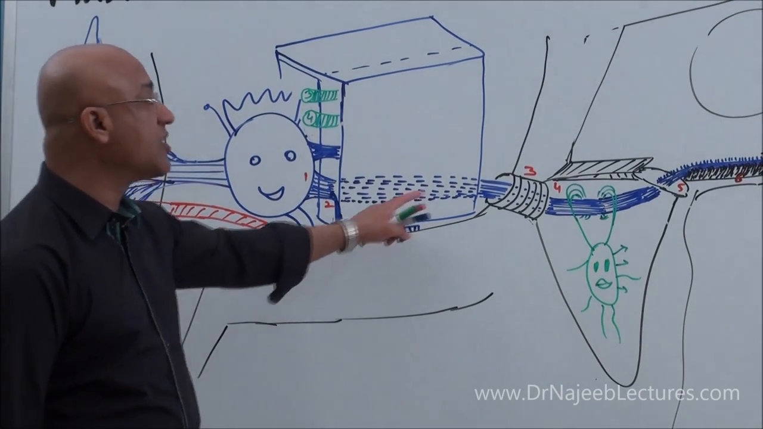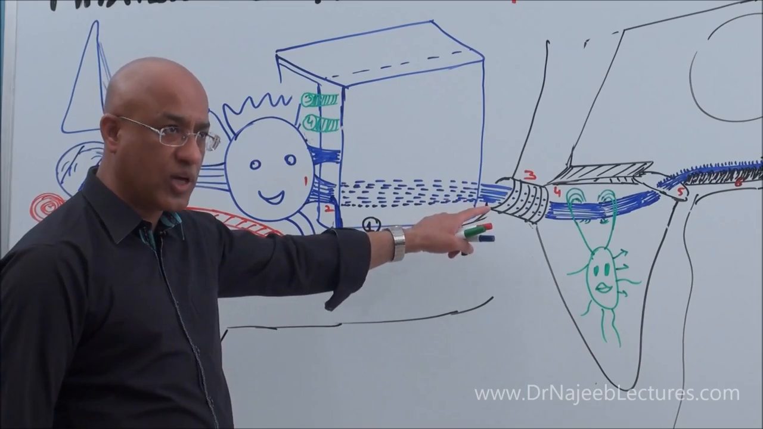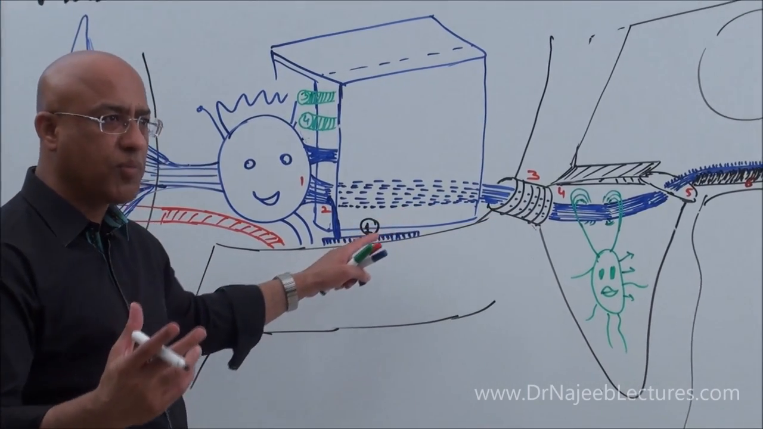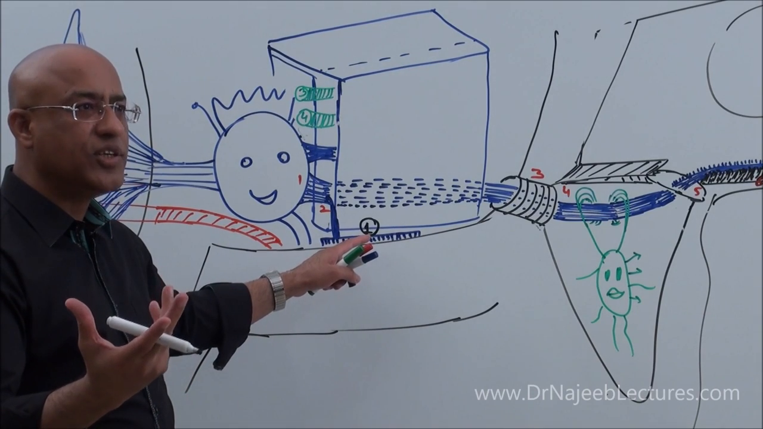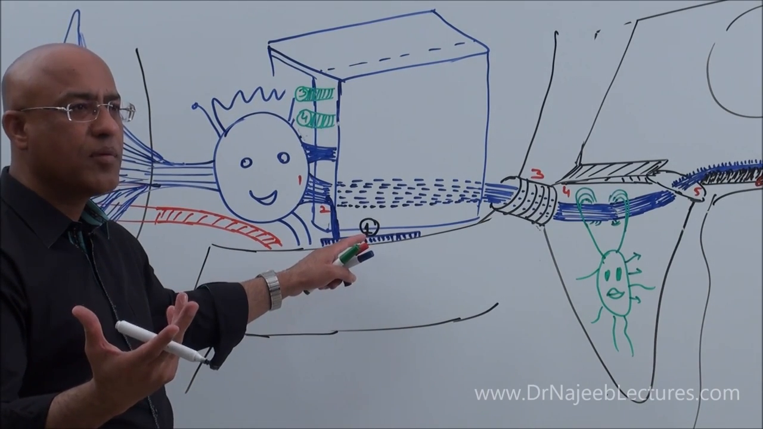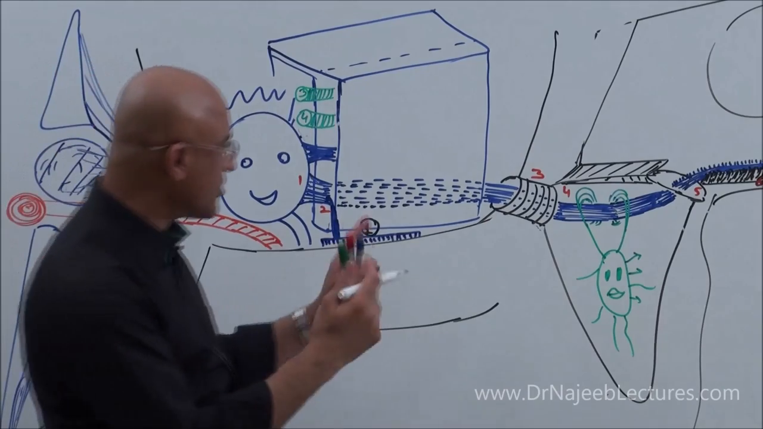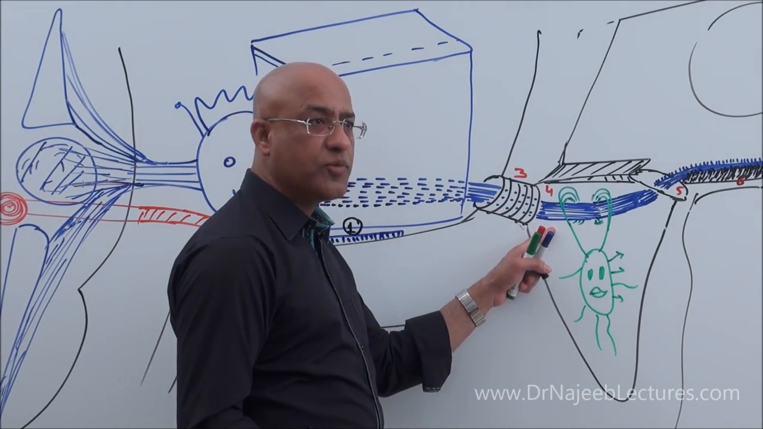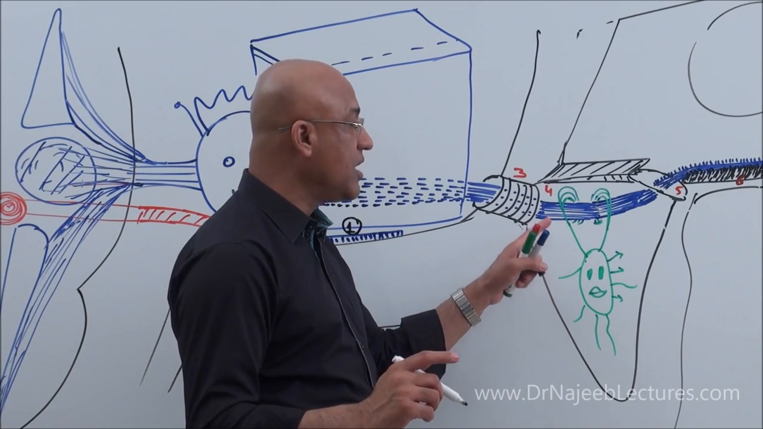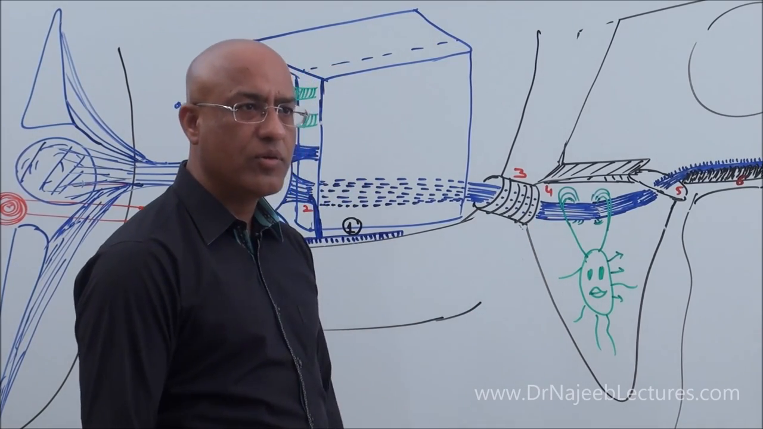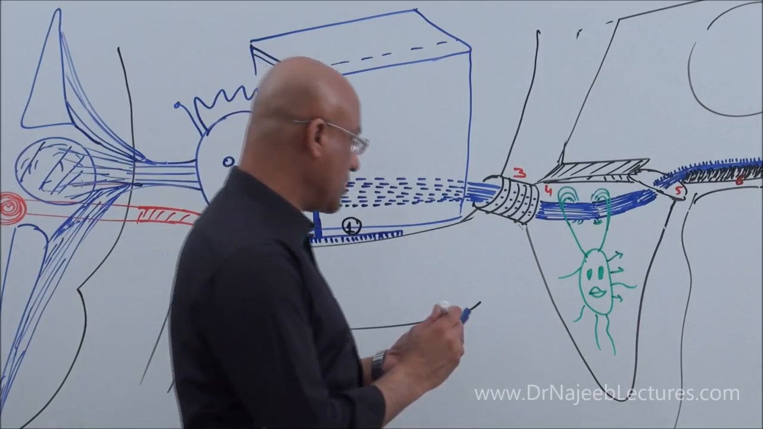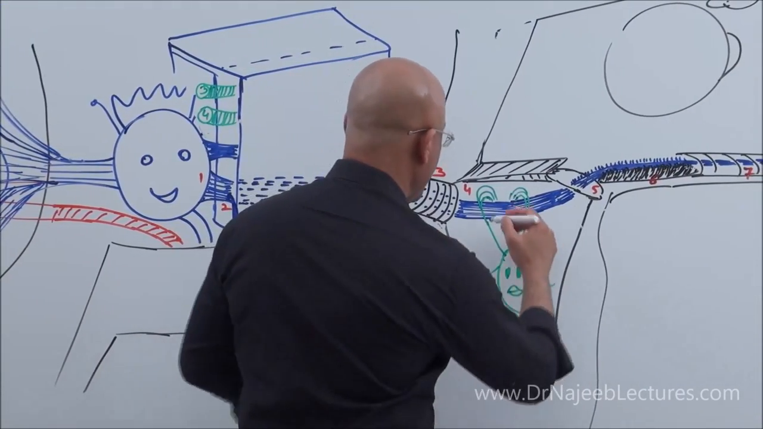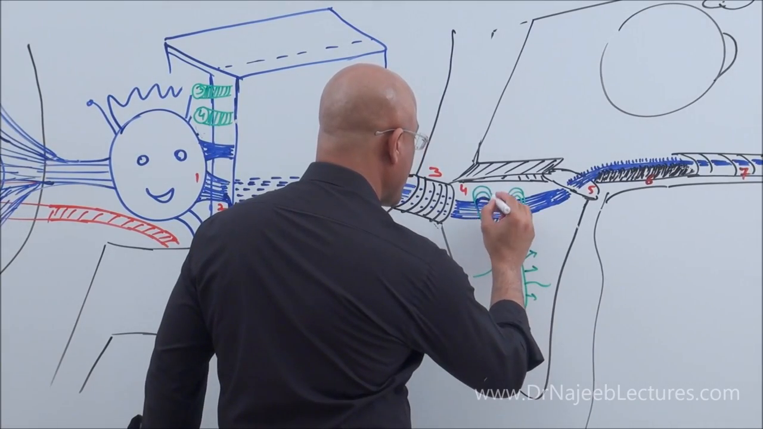Before it exits the middle cranial fossa through the foramen rotundum, it gives a meningeal branch, which is supplying the meninges, the dura mater in the middle cranial fossa. Clear? Next step. Once it reaches the pterygopalatine fossa, there are some important branches in the pterygopalatine fossa. Now, what are those branches? First of all, these branches.